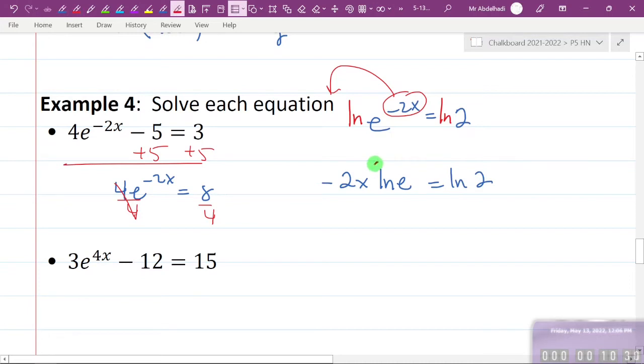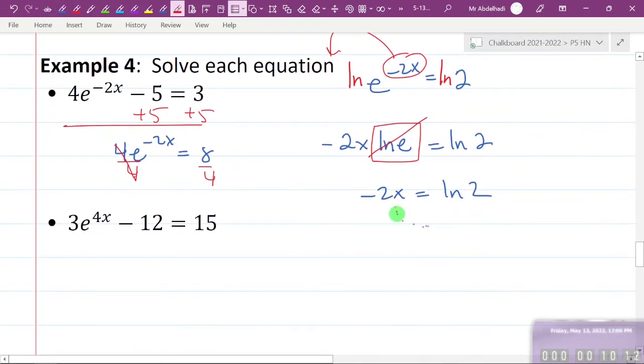What did we say a few minutes ago about ln e being an identity that you have to remember? What is ln e? It's 1. So it, for all intents and purposes, disappears. Look at that. Nice. So we got negative 2x equals ln 2, which ln 2 is a number. You can put it in your calculator. It'll give you a decimal. And we're going to divide by negative 2 to get the x by itself. And our final answer is x equals negative ln 2 over 2, and we're done.